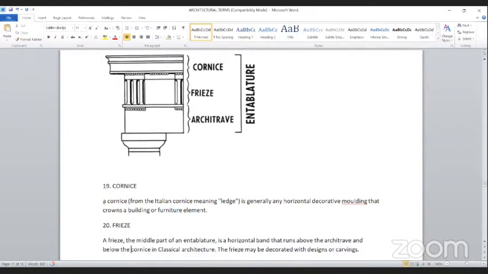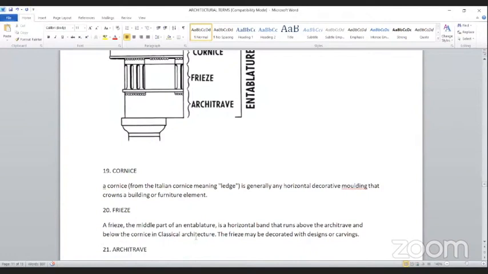Next, frieze. Frieze is the middle part of an entablature. It's a horizontal band that runs above the architrave, just below the roof. It attaches to the bulkheads.